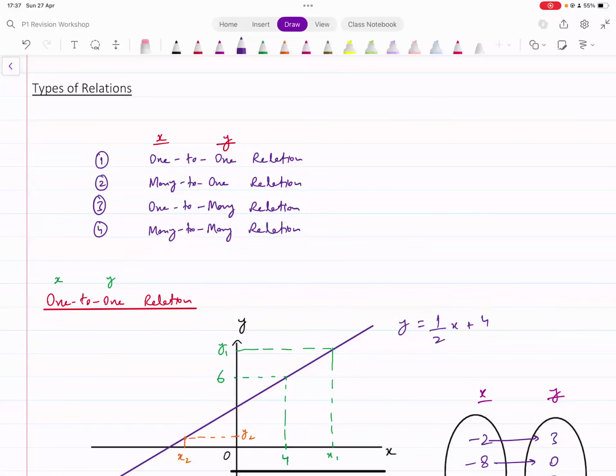All right, so this is the next thing that we need to know about the different types of relations two variables can have with each other. So there are four different types of relations that any two variables can have with each other: one-to-one, many-to-one, one-to-many, and many-to-many. Now, what's a one-to-one relation?